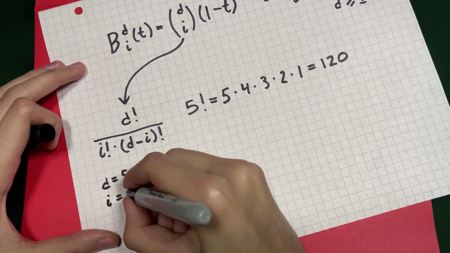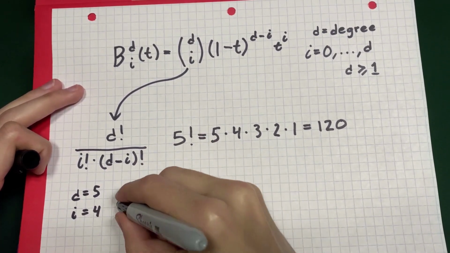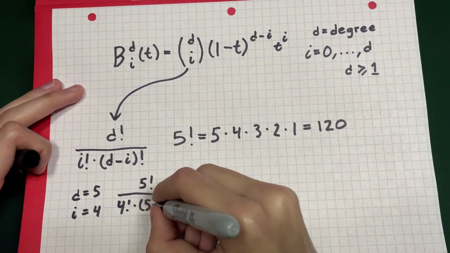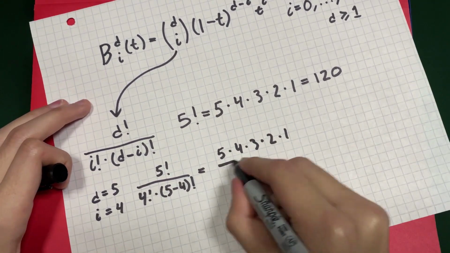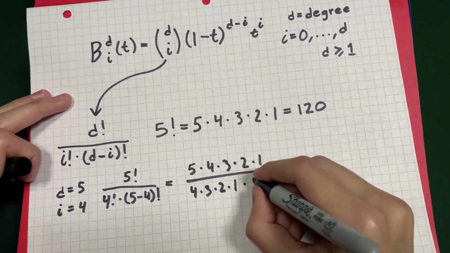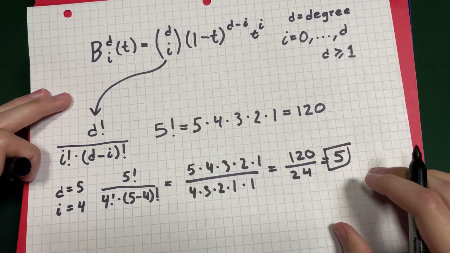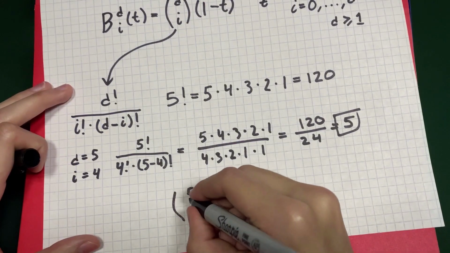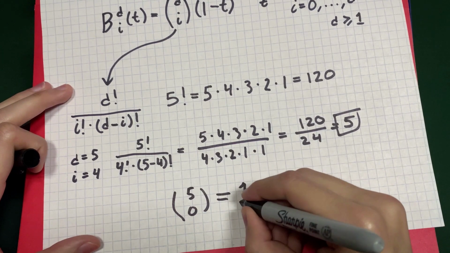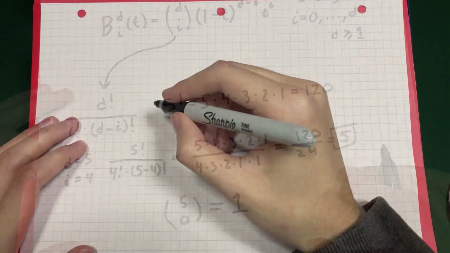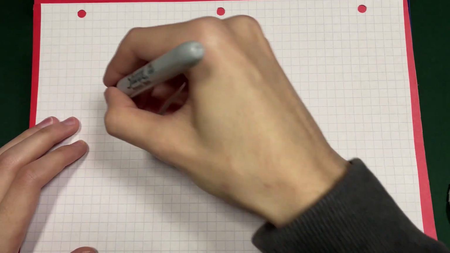So, say d is 5 and i is 4. Well, that just means 5 factorial over 4 factorial times (5 minus 4) factorial. That equals 5 times 4 times 3 times 2 times 1 over 4 times 3 times 2 times 1, which equals 120 over 24, which equals 5. Also, if you have a binomial coefficient where the bottom number is 0, like this, it always equals 1. Alright, now that we know what a binomial coefficient is, we can start evaluating Bernstein polynomials.